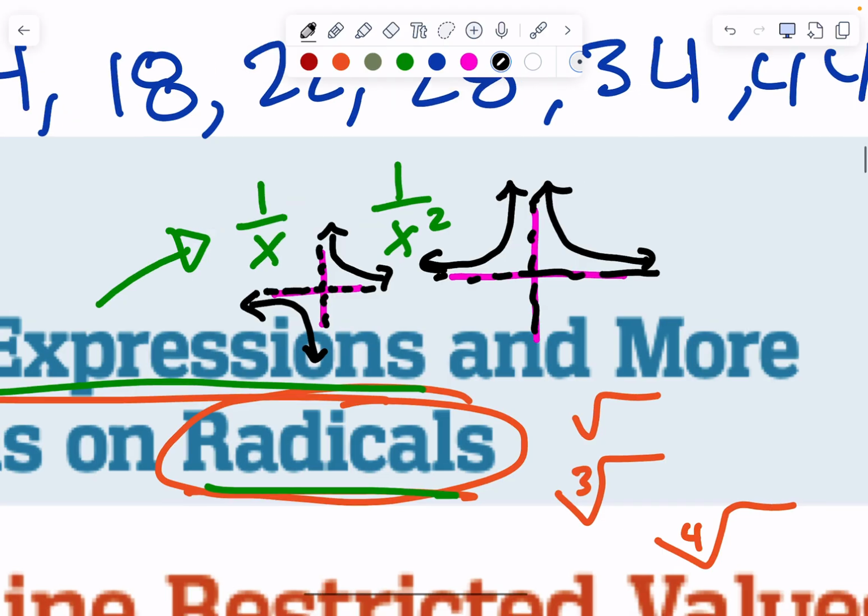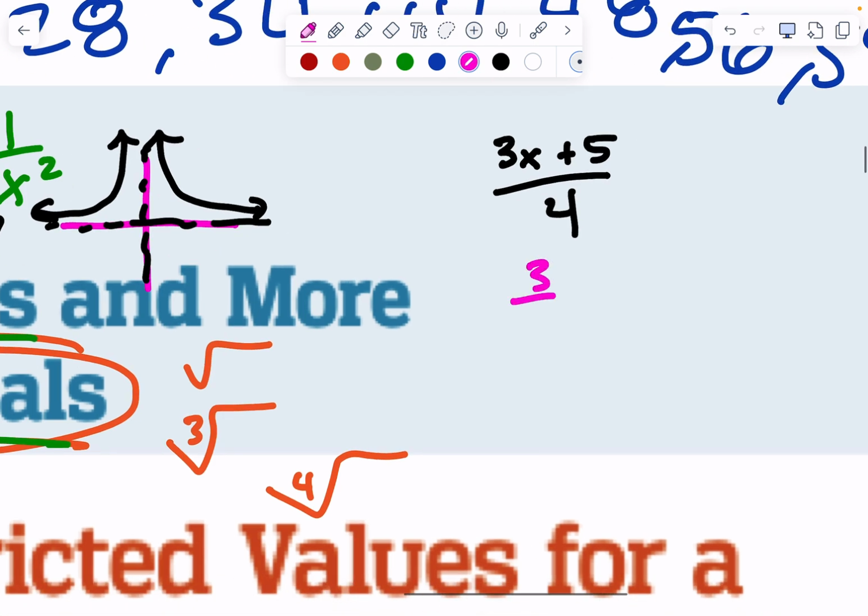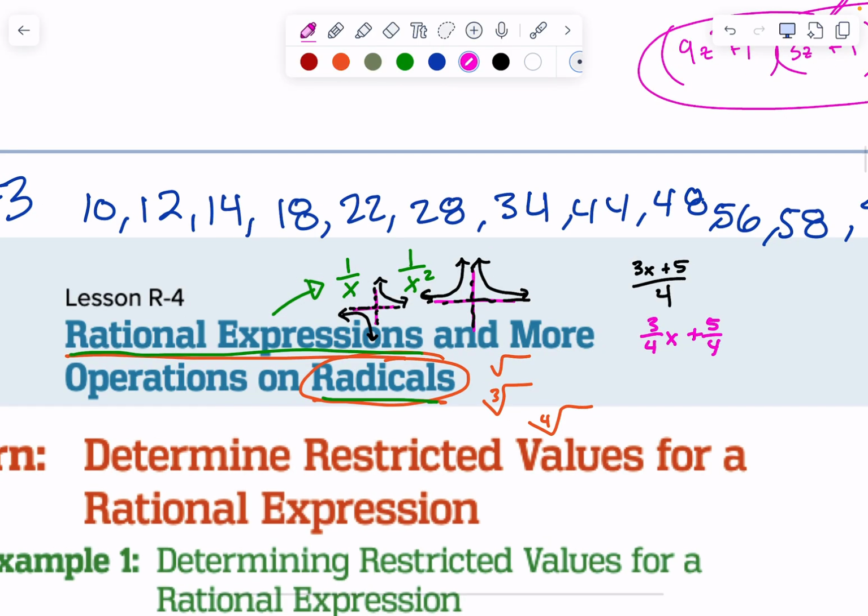Now, here is something that people get confused about all the time. Let's say I have 3x plus 5 over 4. Is that a rational function? No, because the x is not on the bottom. Correct. Because this is a number here, this is 3/4 x plus 5/4, right? That's a linear function. That's a polynomial, right? So x has to be on the bottom in order for this to be a rational function. Got it? That was a whole lot of information all at one shot. Are we good to go?